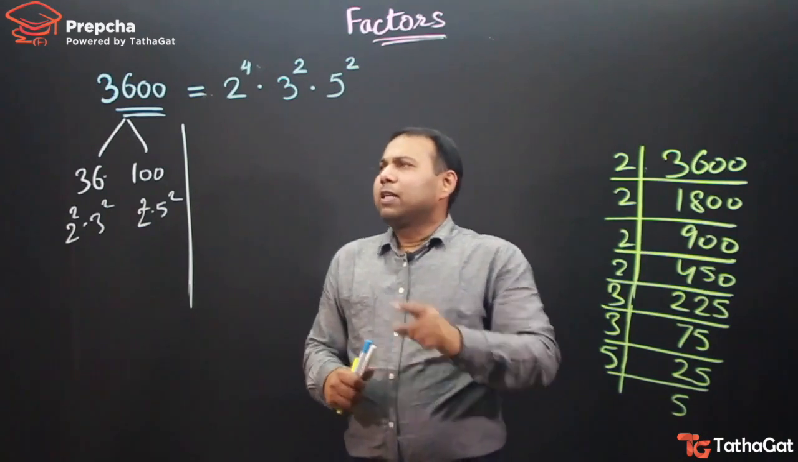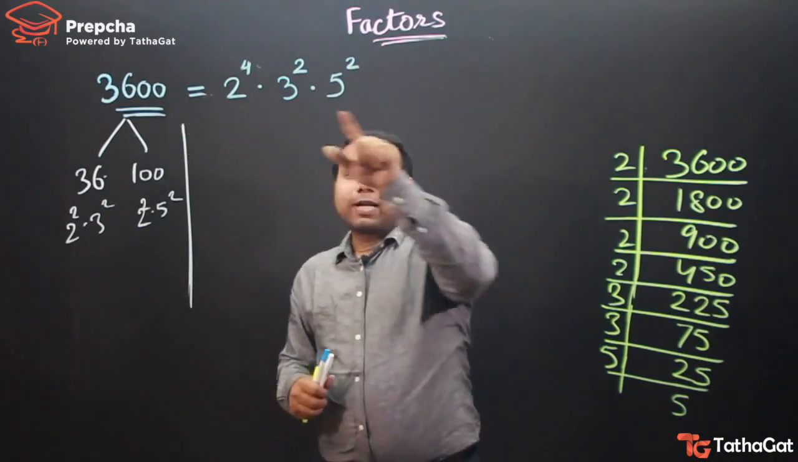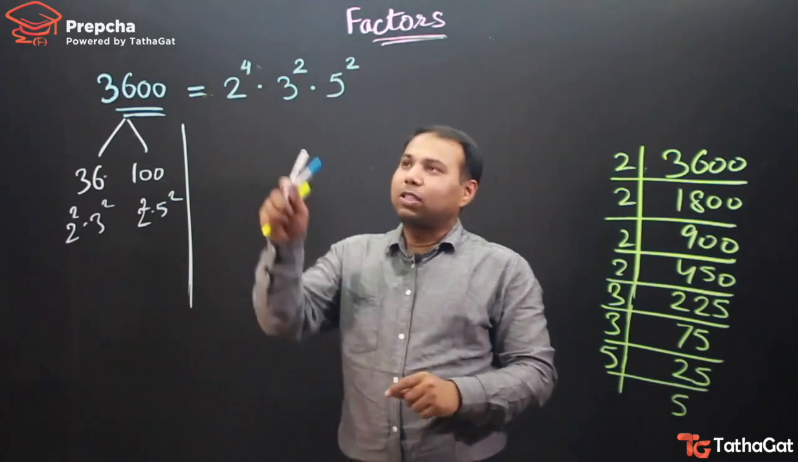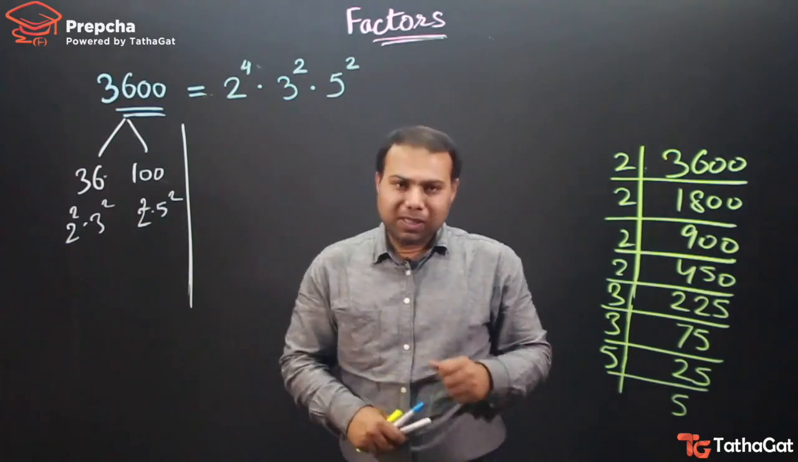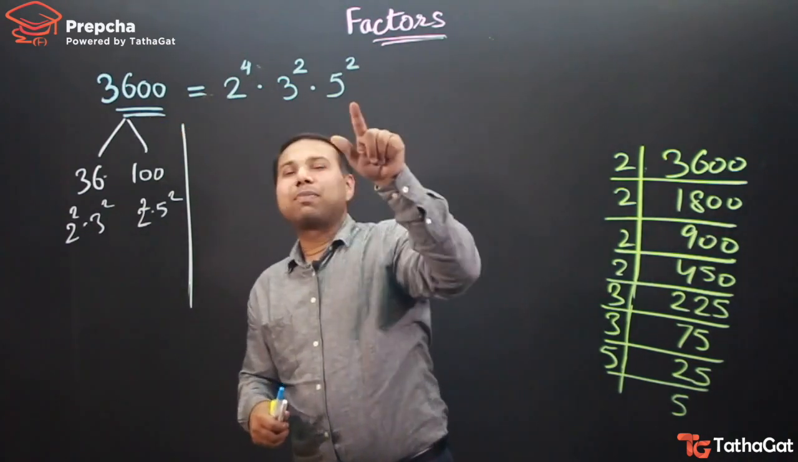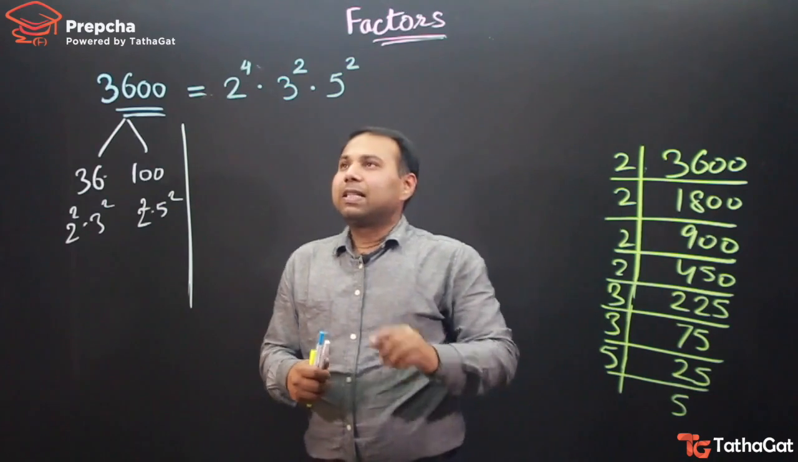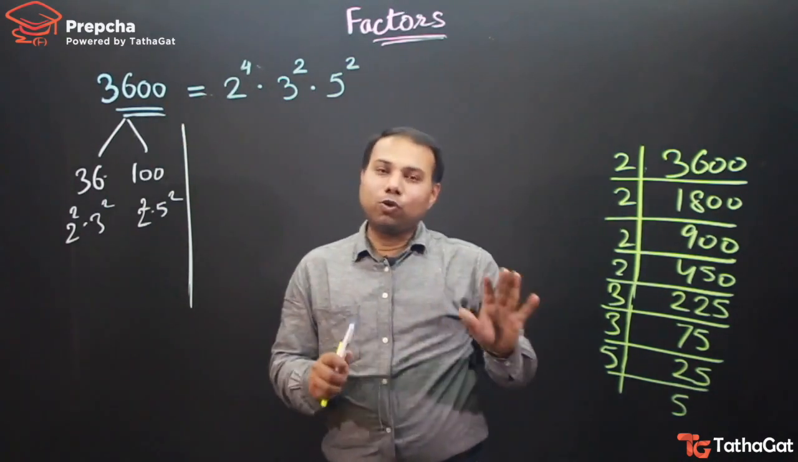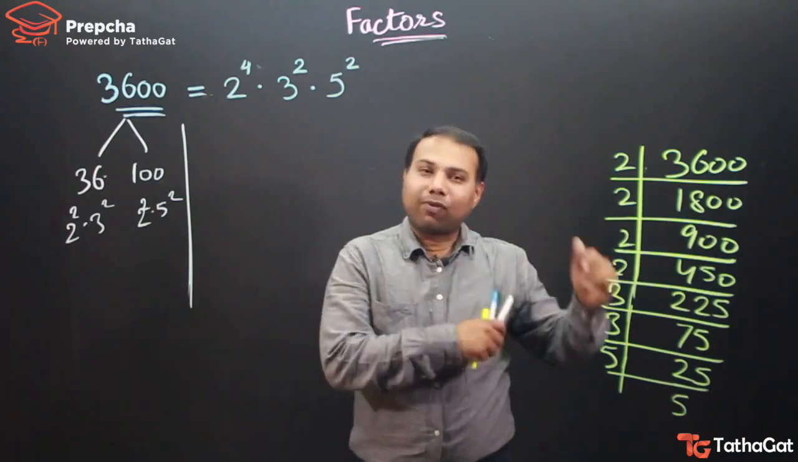Now, how to calculate the number of factors of this number? Now see carefully. When I'm going to write the list of factors of this number, 2 will certainly be in the list of factors, 3 will also be there, 5 will also be there. Will 7 be there? Certainly not, because 7 is not contained in its prime factorization. So that's obvious that the prime numbers which are there in the prime factorization are going to be there in the list of all the factors of this number.